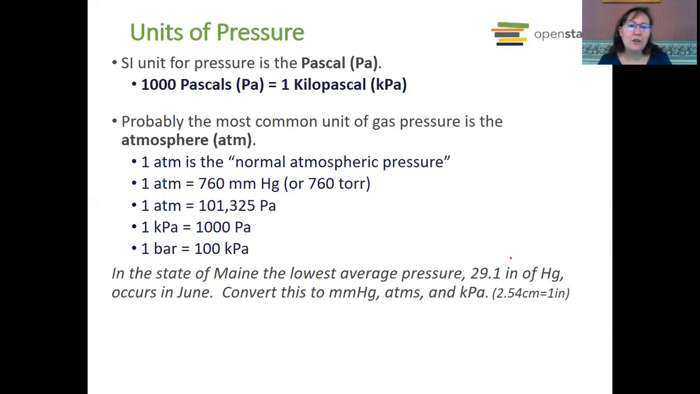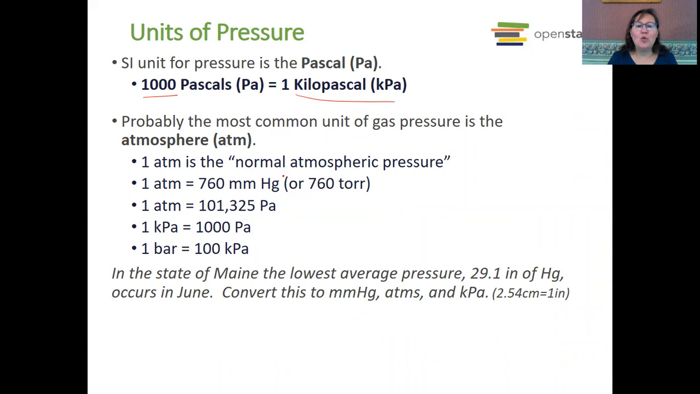Okay, so the SI unit for pressure is the Pascal. And here's a bunch of conversions that you need to know. There are 1,000 pascals in 1 kilopascal. I also have that down here: 1 kPa is equal to 1,000 pascals. Pascal isn't a very useful way to measure pressure, so usually we might use kPa or millimeters of mercury or atmospheres.